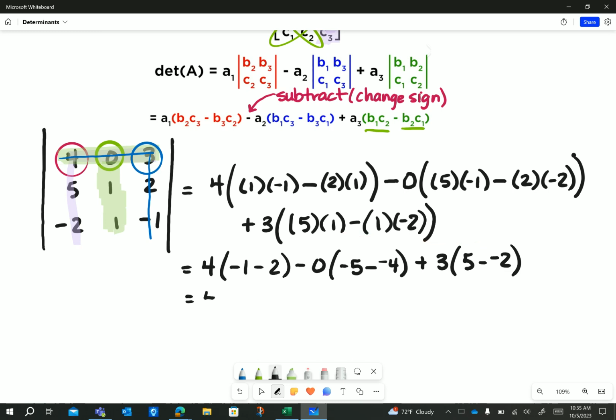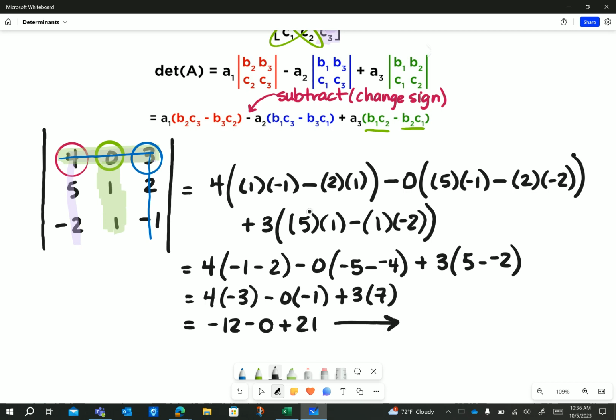Simplifying one more time, that's going to be a negative 3, negative 5 plus 4, and so we just keep going, doing the basic arithmetic, and our answer for this particular problem is 9.